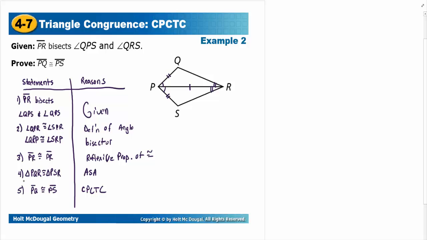So there we go. CPCTC. Make sure you say that right. Not CCPCT or whatever the heck you may want to do. Corresponding parts of congruent triangles are congruent. Okay.